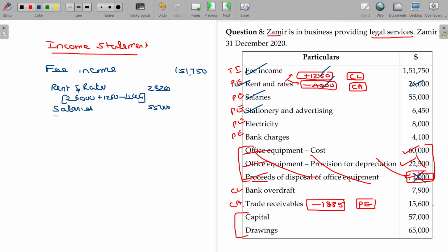Stationery and advertising, 6,450. Electricity, 8,000. Bank charges, 4,100.